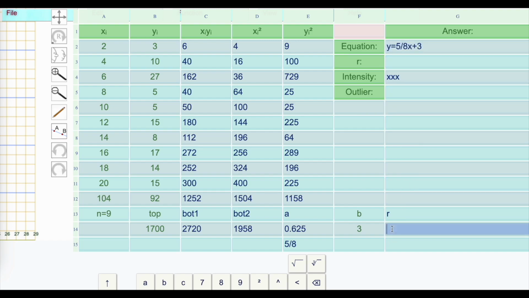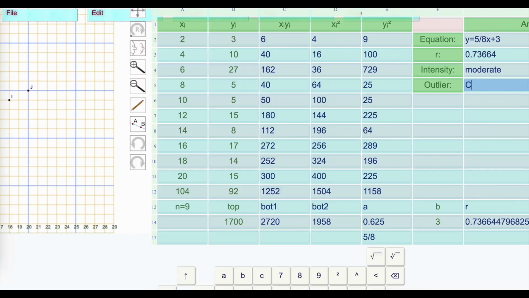Our R is the top divided by the square root of the first bottom times the second bottom, close the square root bracket. 0.73664 equals that. I'm going to round it to 4 or 5 decimal places. I'm going to have this 4 stay a 4. The intensity is moderate. The outlier is C. Then we need to graph it.